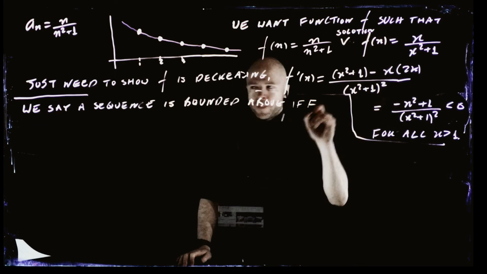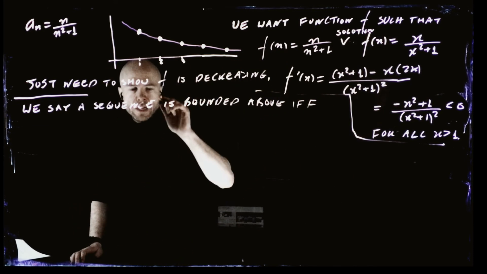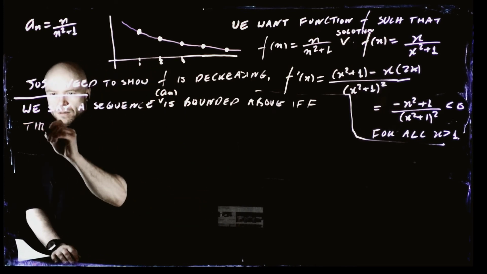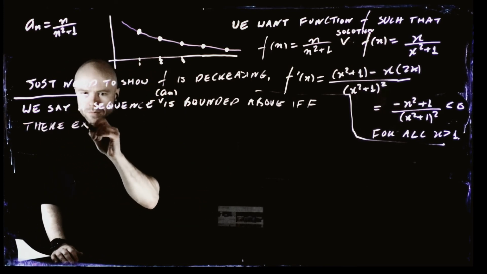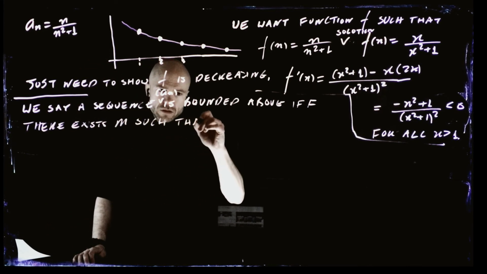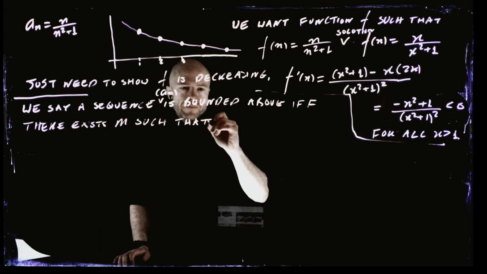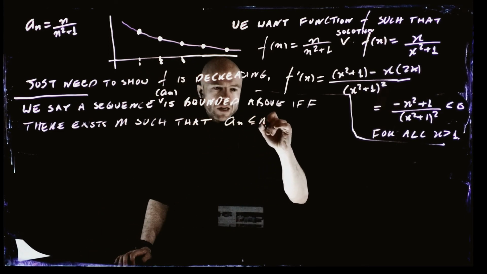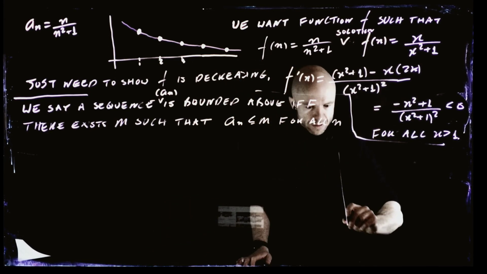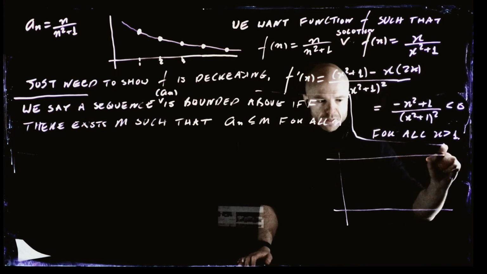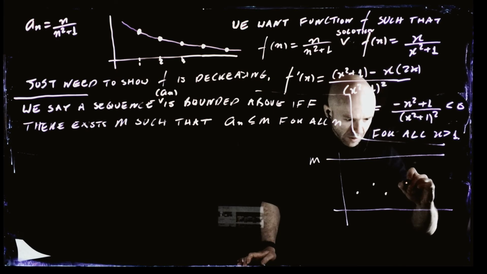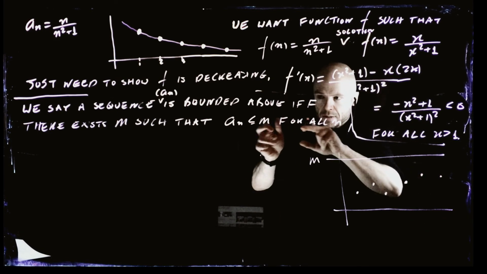If and only if, let's go with the sequence a_n, there exists M such that a_n is less than or equal to M for all n. And again, this is straightforward to visualize, right? So this is M, and all of our sequence's elements are underneath it. That's clearly the meaning of this.